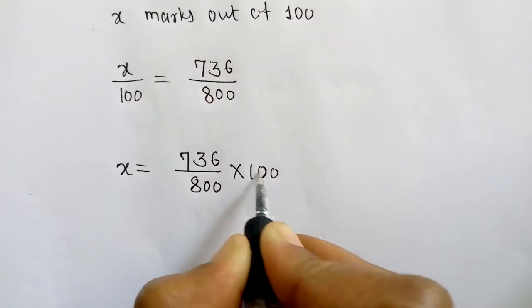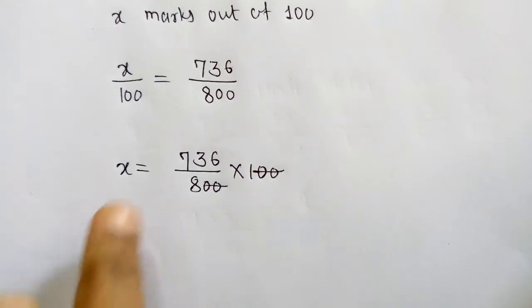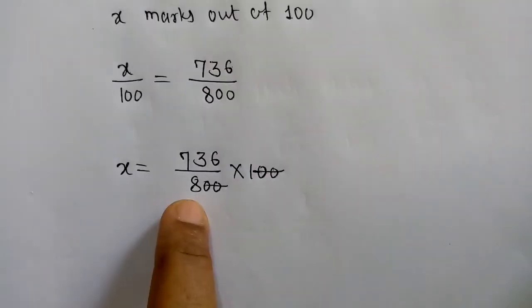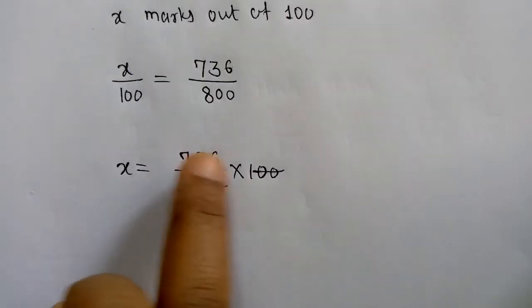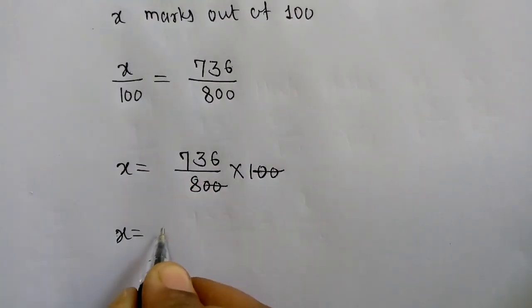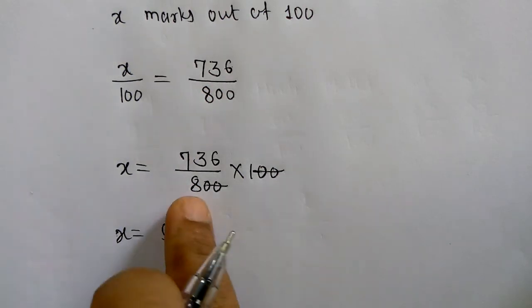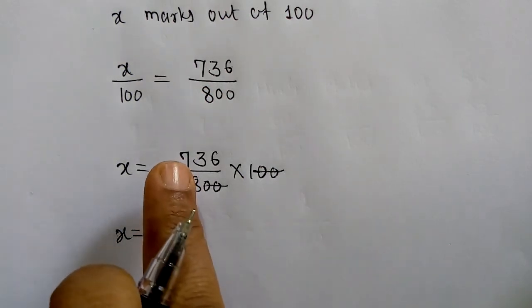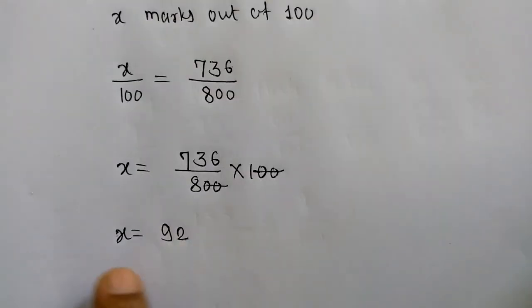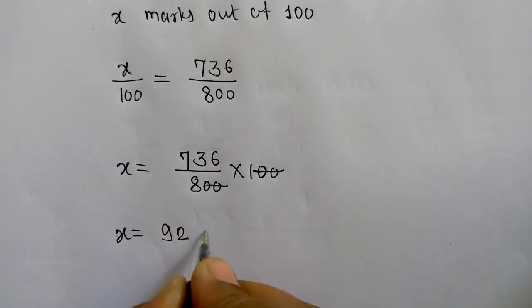See, these two zeros will go with these two zeros, and since 736 we will divide by 8, when we divide this 736 by 8, the division will be 92. So 8 nines are 72 and 8 twos are 16. So it will be 92. So 92 is the percentage.